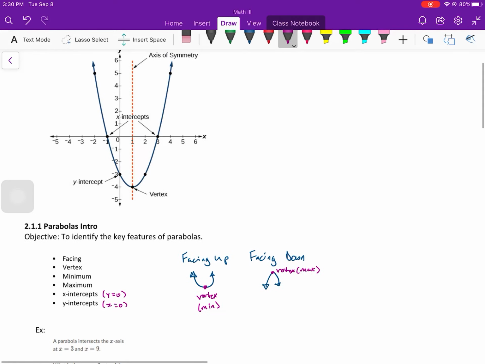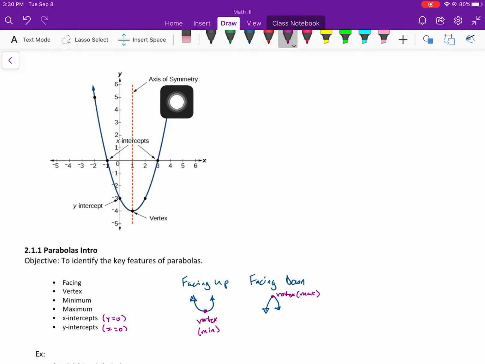I forgot one more on this list, but we'll talk about that. The axis of symmetry, which is the x value of the vertex. So I need to add that to the list here, but this is the axis of symmetry. Notice you could fold the parabola over that and it'll perfectly match. So that's the thing about the axis of symmetry.